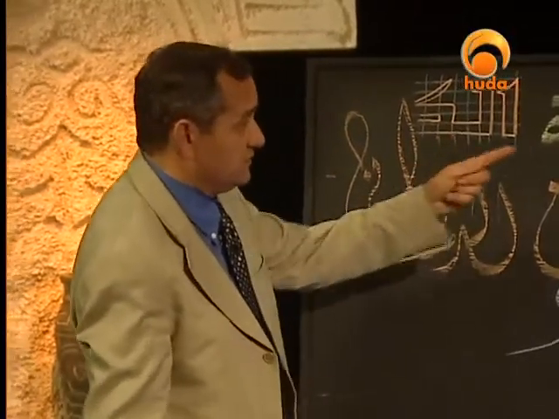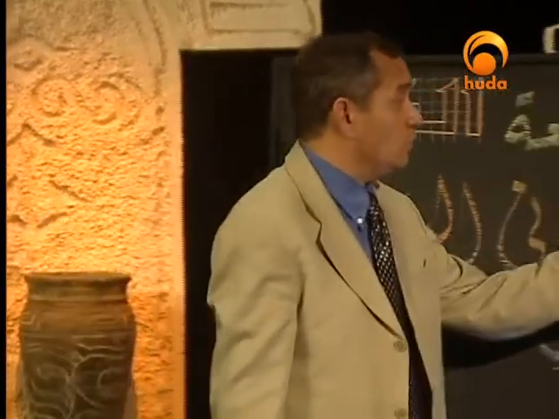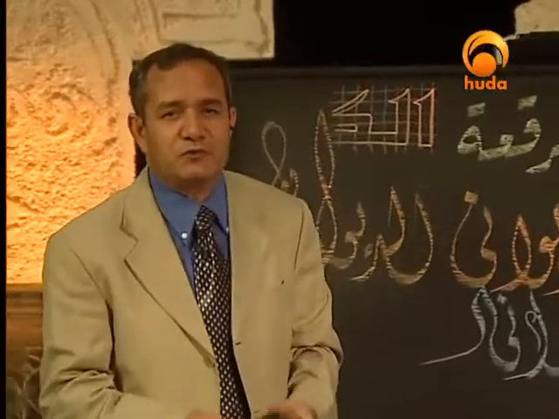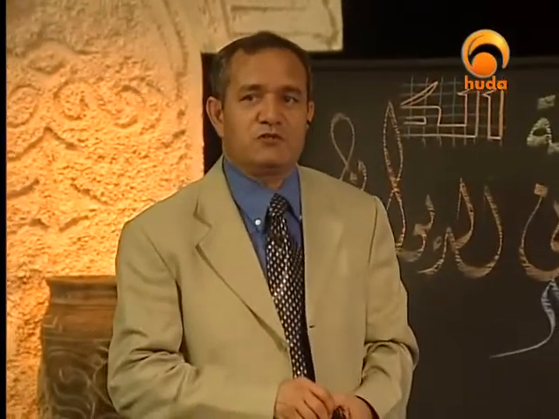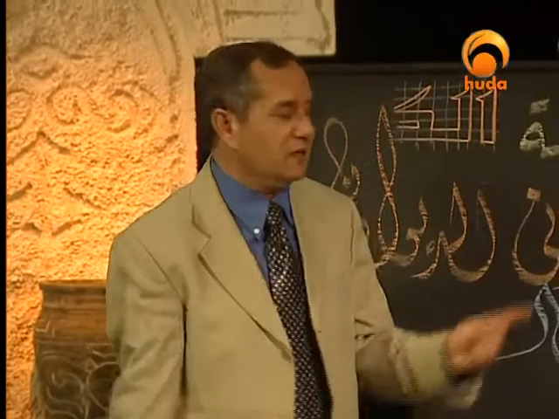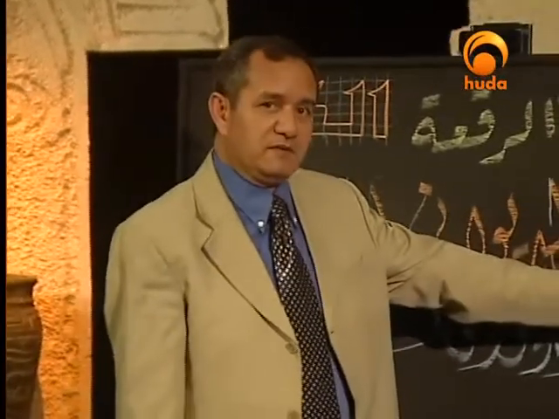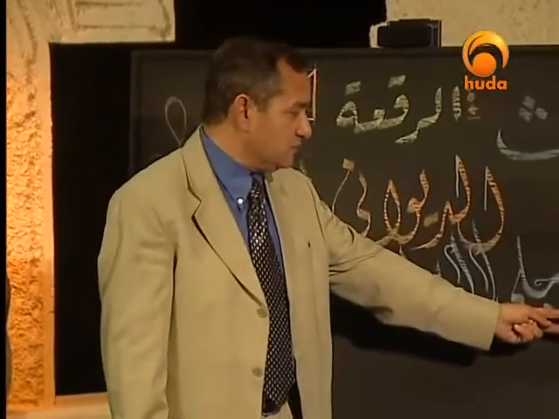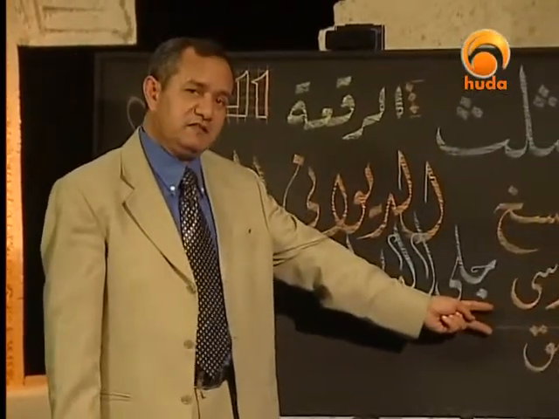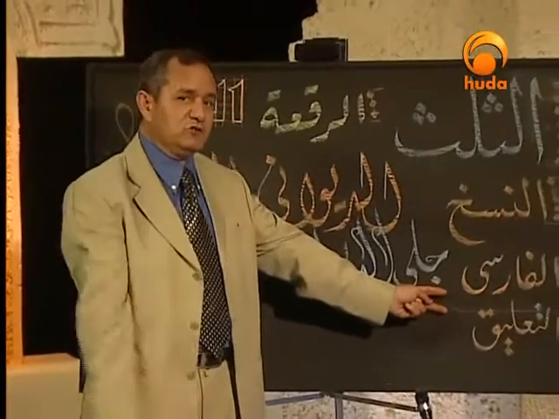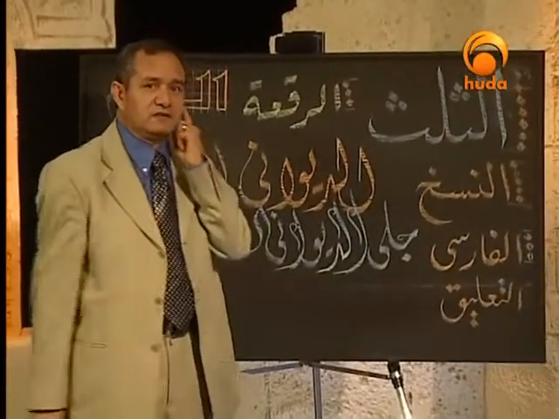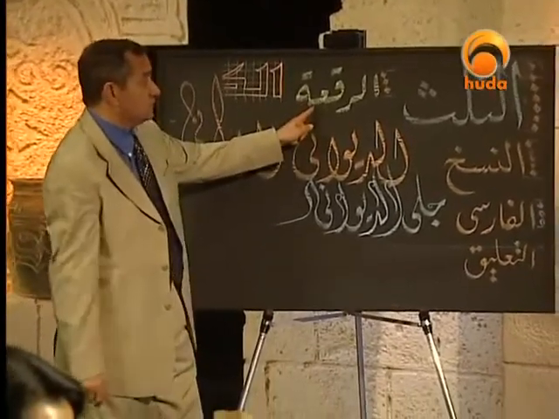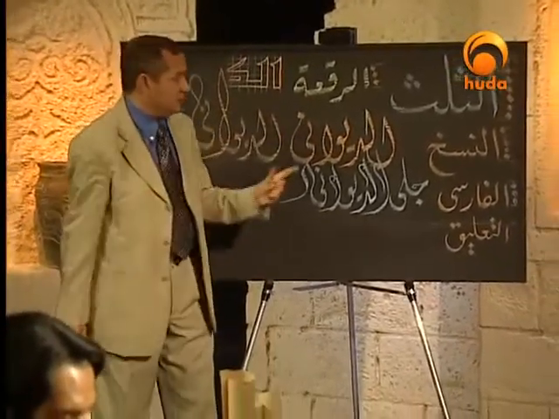We have almost finished the styles, but let's see where we can use the Thuluth style. The Thuluth style we use for Quran verses. We use it almost in the mosque. Naskh we use as a copy. Naskh means copy from the Quran. And Farsi, most of the Iranian, Indian, Pakistani area, they use this style for their writing, for their correspondence. Riq'a we use for our daily correspondence.